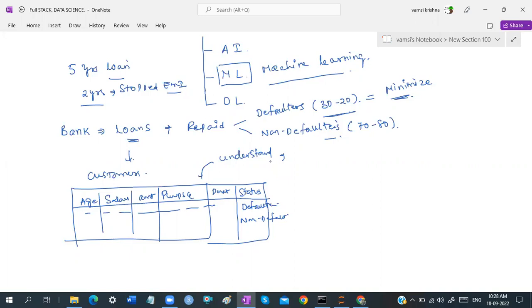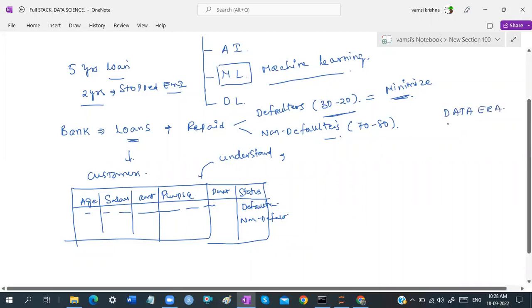Storage has become very cheap. So nowadays we are living in the data age. It's a data era, guys. Why? Because everything is driven by data itself.